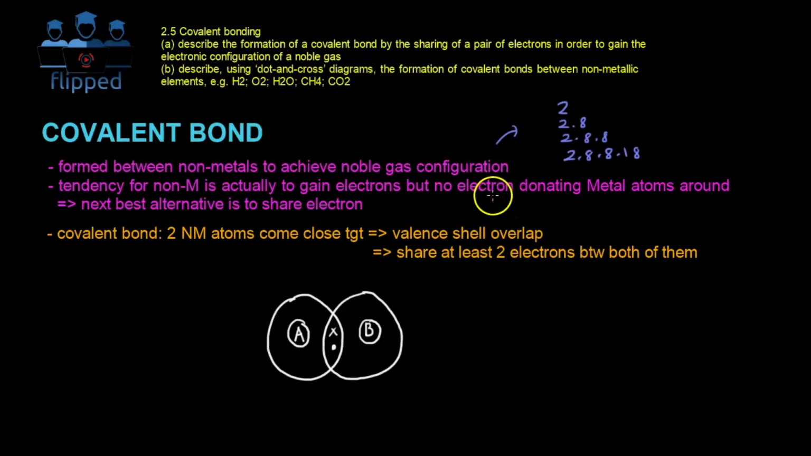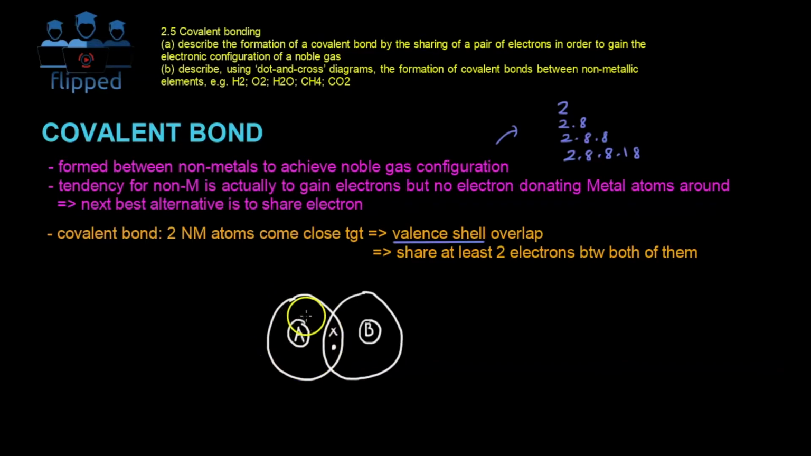But in this case, there are no electron donating metal atoms around. So what do we do? The best alternative is to share electrons. This is how it's done: the two nonmetal atoms come close together and their valence shells overlap. It's important to note that only the valence shell overlaps. For example, if this is the third shell we are talking about, the first and second shells do not overlap. They are still in their individual areas, and the electrons still orbit in their individual space.